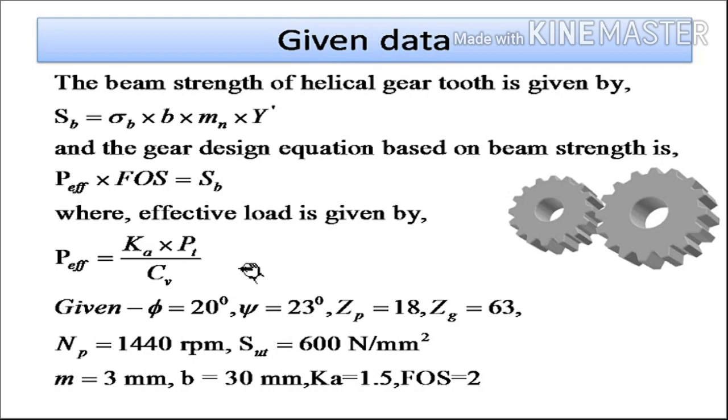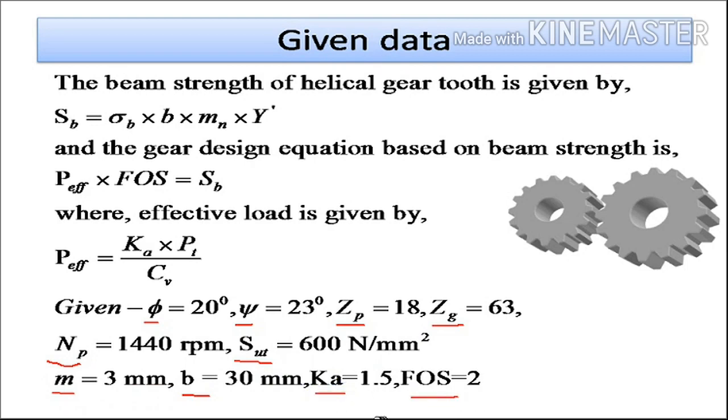And this is the total given data for this particular numerical which I have just now discussed. We have specified this with different notations, like the pressure angle phi, helix angle psi, number of teeth on pinion as ZP, number of teeth on gear as ZG, speed of the pinion NP, material strength SUT 600, and module, face width, service factor, and factor. All this data is specified here.